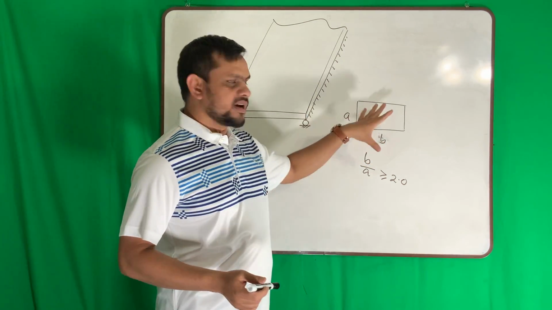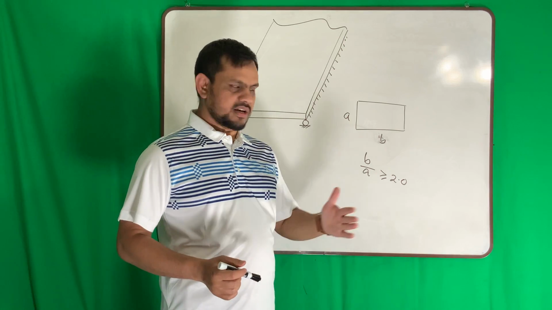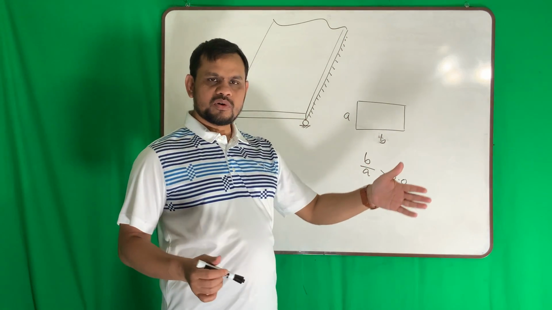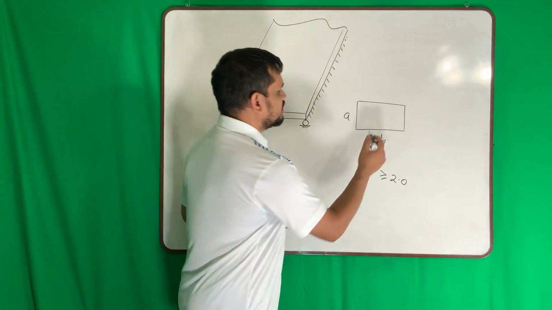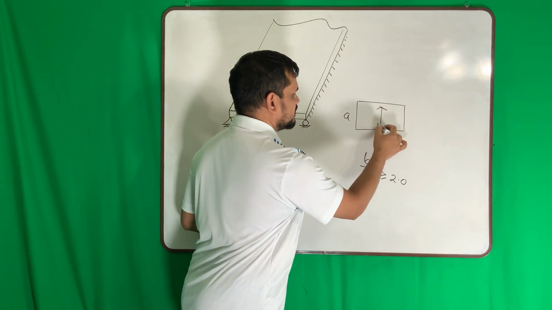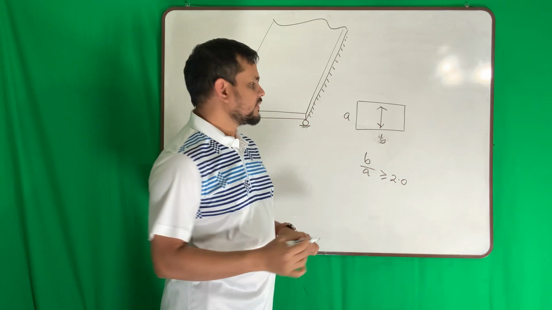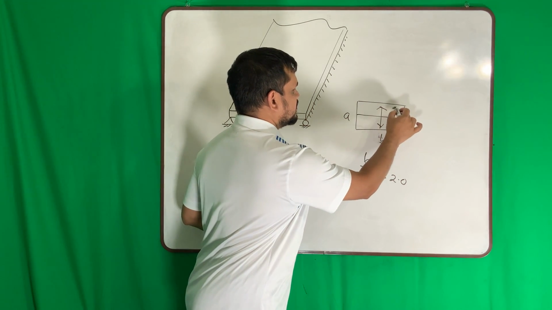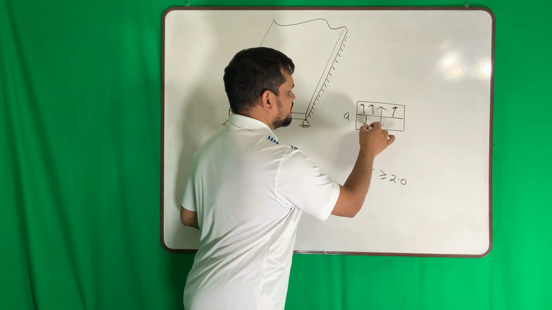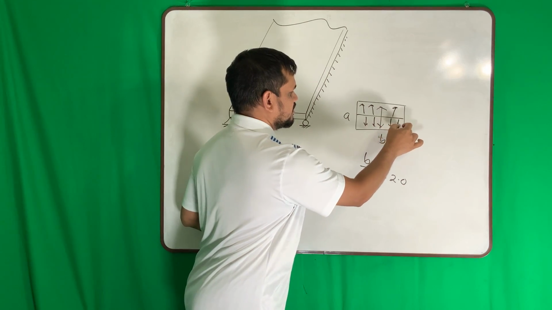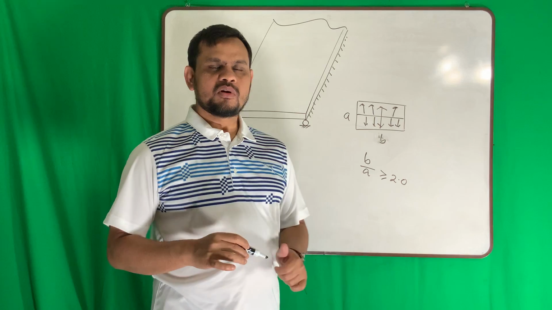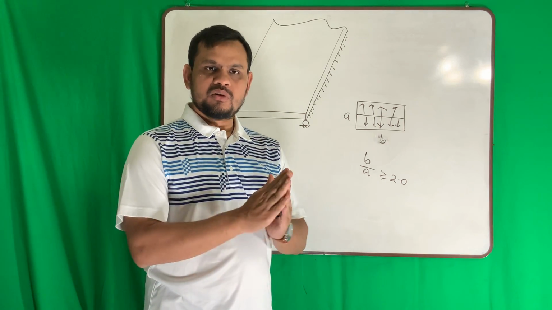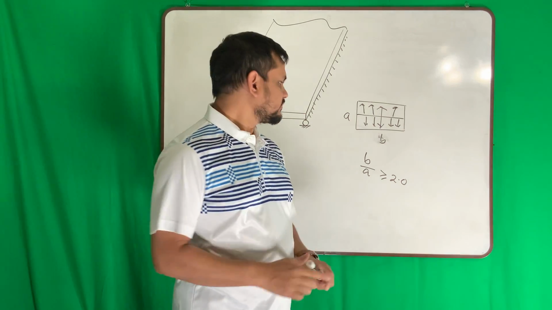Again, if my slab dimension is such that one side is twice or larger than the other side, then the load goes this way. The load distribution goes this way. That means 50% of the load goes that way, the other 50% goes that way. For this kind of slab, we call it a one-way slab. The load distribution is one way.